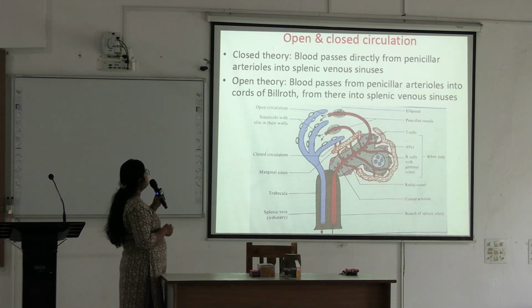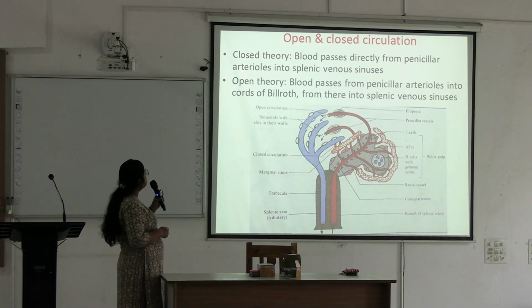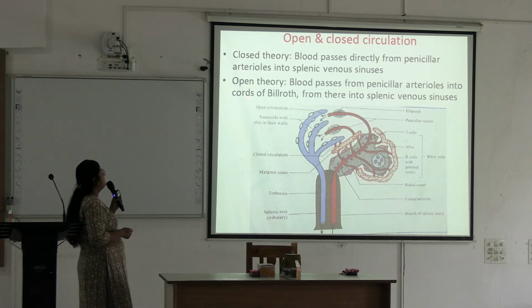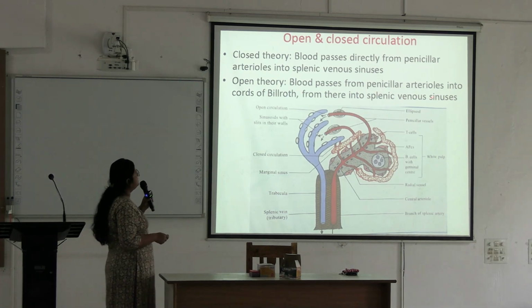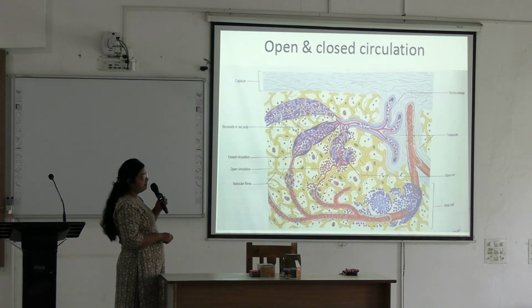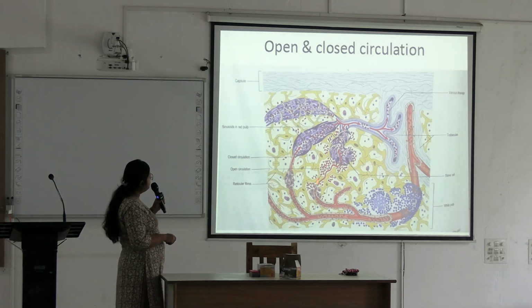So closed theory: blood passes directly from the penicillar arteriole into the splenic venous sinuses. And open theory: blood passes from the penicillar arteriole into the cords of Billroth and from there into the splenic venous sinuses. Okay, here you can see this is closed circulation directly into the sinusoids, and here it is opening into the reticular framework, and from there blood cells are entering into the sinusoids.